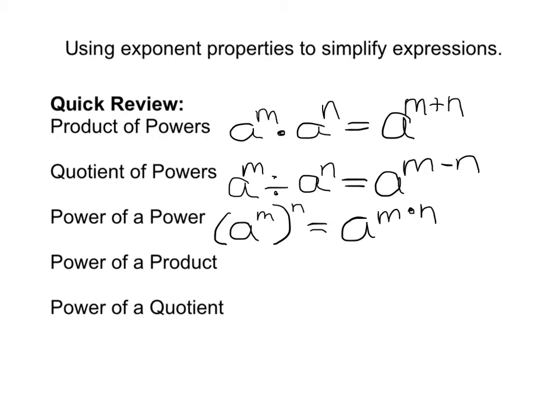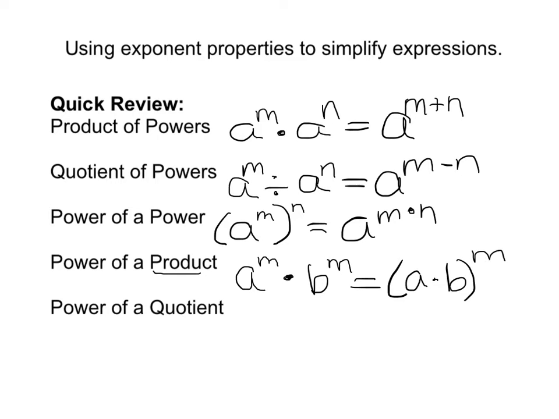Power of a product is one of the ones that we just went over, where instead of looking for the common base, we're looking for the common exponent. So let's say that I have an a and a b, so my bases are different, but I'm going to raise them to the same exponent. Since this is a product, I have to be multiplying them together. I'm then able to just multiply my bases together and raise that to the common exponent.